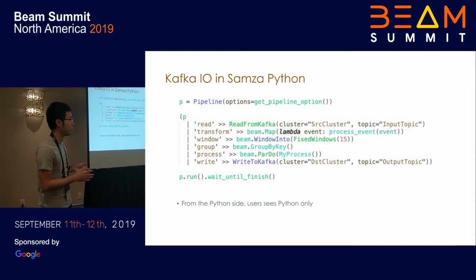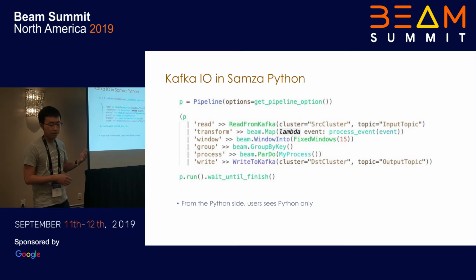This is an example pipeline of how users would write a Beam Python job. After creating a pipeline, they will just say read from Kafka, specifying the cluster and the topic. Why cluster here? Because we are heavy users of Kafka, so we actually run a dozen Kafka clusters. All of them have a name, and we have pre-generated configs so that in order to talk to a certain Kafka cluster, you only need to provide a name. So we hide the broker address, ZooKeeper address, and all these details under the hood.